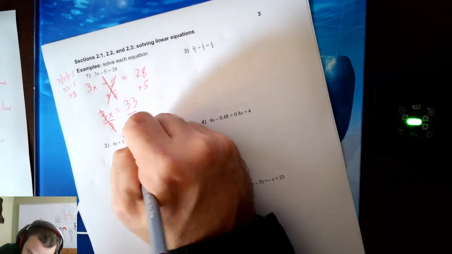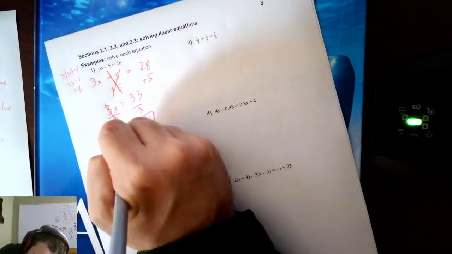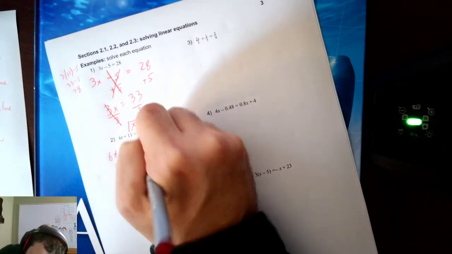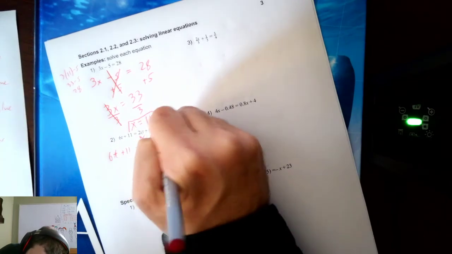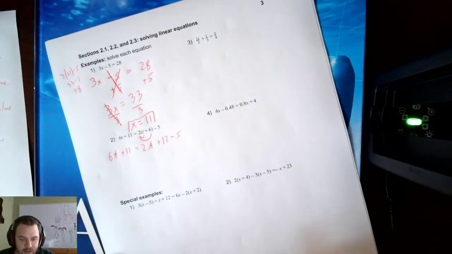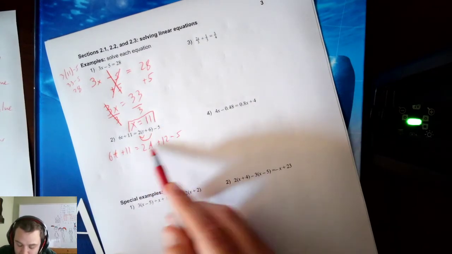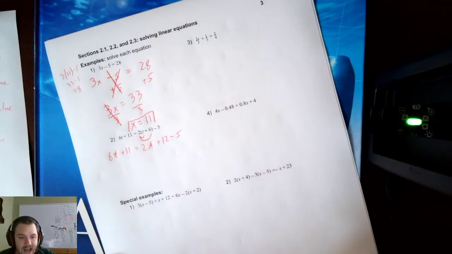In our second example, we have some distributions first to take care of. I have to distribute this 2, right? I have to clear some parentheses. So I'm going to get 6t plus 11 equals 2t plus 12 minus 5. Once I distribute, 2 times 6 is 12. Now, I need to clear fractions. Skip that step, right? There's no fractions.